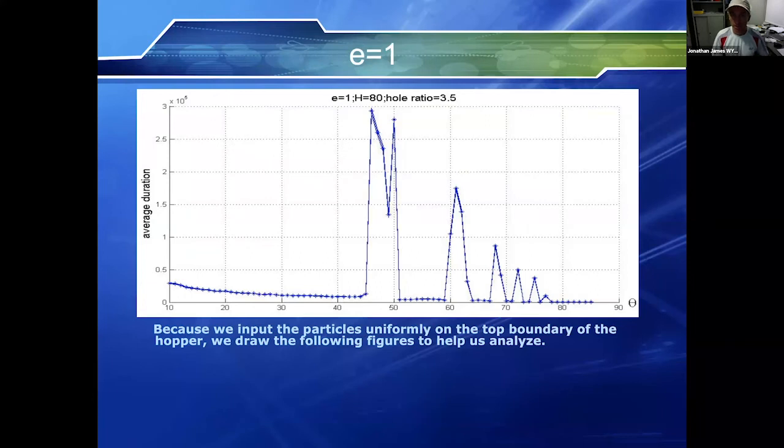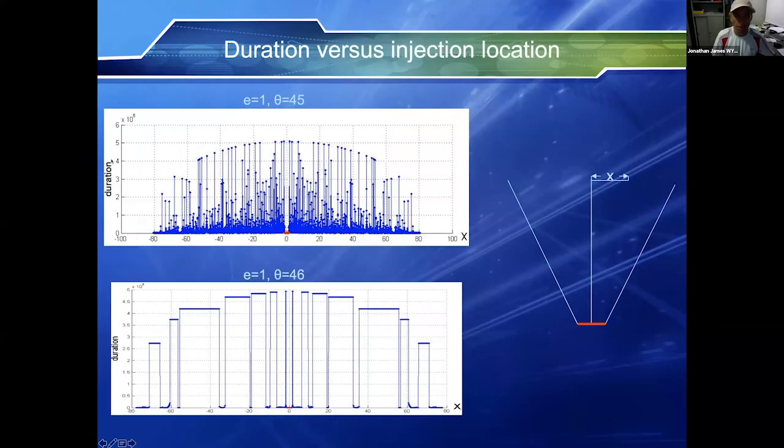What we're going to do is look at two different angles which have completely different behavior. This is 45, and this is 46. We're going to look at what happens in these two cases. What am I plotting here? 45 is in the top case, 46 degrees in the bottom case. And what I'm plotting is the duration as a function of x, where x is the input location. Obviously, if I put x equals 0, the particle just falls straight through, and you get a pretty short time.